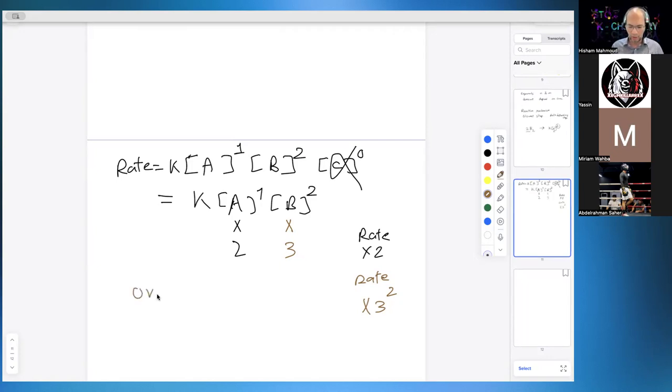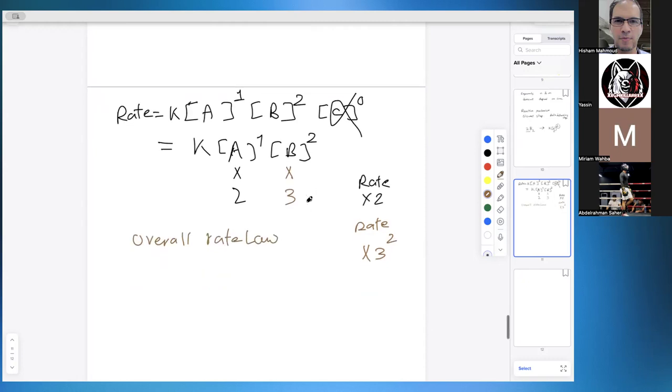Okay, what is the overall rate law? How do we find it? By addition, right? So if it is first order and second order, what is the overall order? The overall order is 3. Bravo, very good. So all you need to do is just add them together.